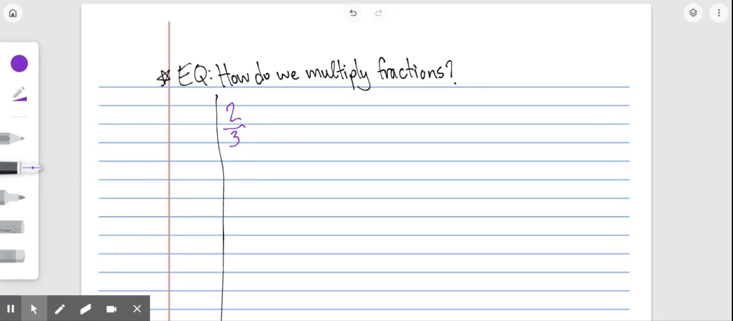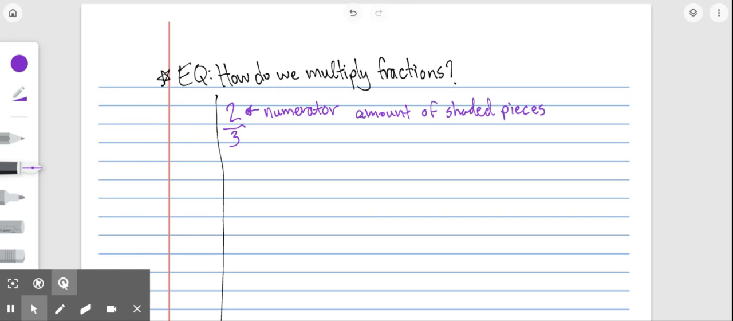On the top of 2/3, or in the numerator spot, this is called the numerator. The numerator is the part, or the amount of pieces that are shaded, if you're thinking about that. And then this bottom number, the number on the bottom, is called the denominator. The denominator is the total number that the whole is broken into. So now we've relabeled what a fraction is using those key terms.